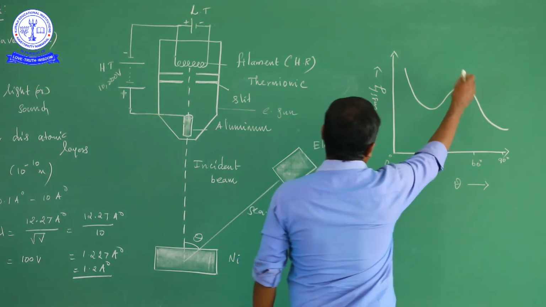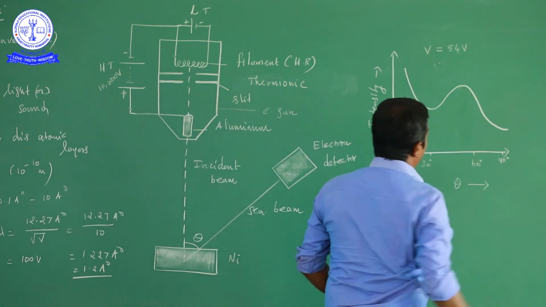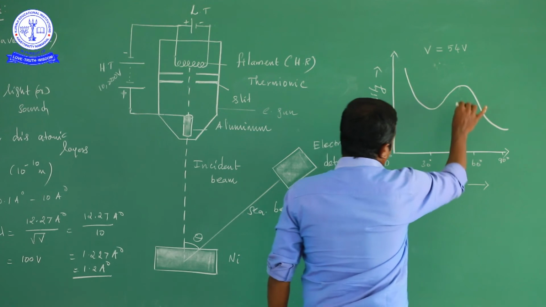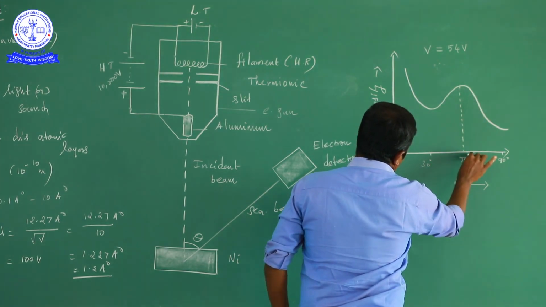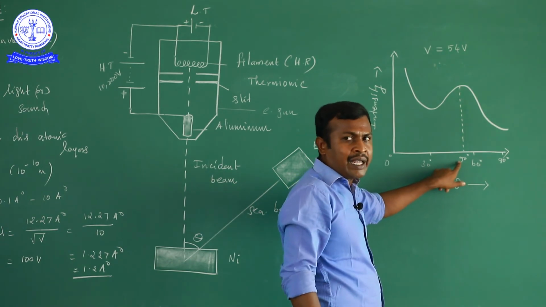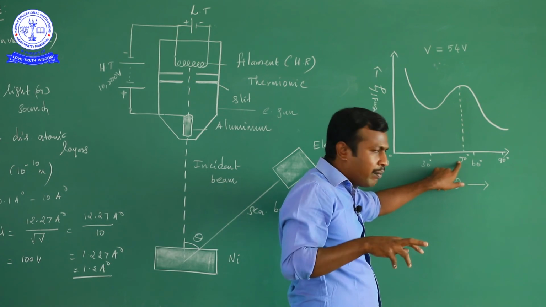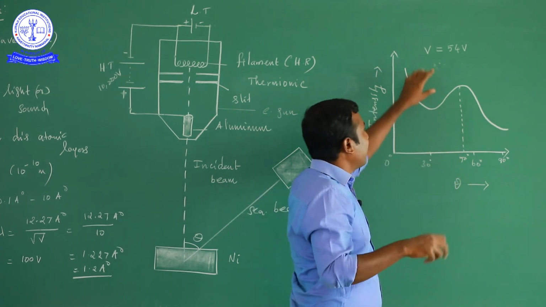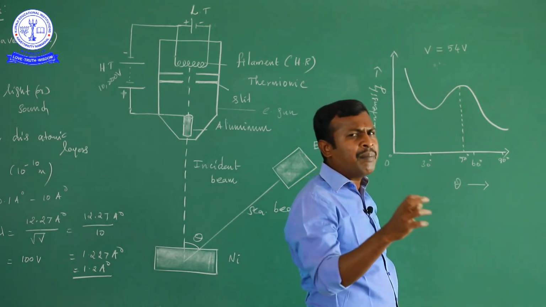So from this graph, when the electron is accelerated by 54 volt, நான் 54 volt கொடுத்து accelerate பண்றப்ப, we can obtain the maximum intensity at an angle of 50 degree. The 50 degree is the angle between the incident beam and the scattered beam. When the angle between them is 50 degree and the electrons are accelerated by 54 volt, only at that time we obtain the maximum intensity.